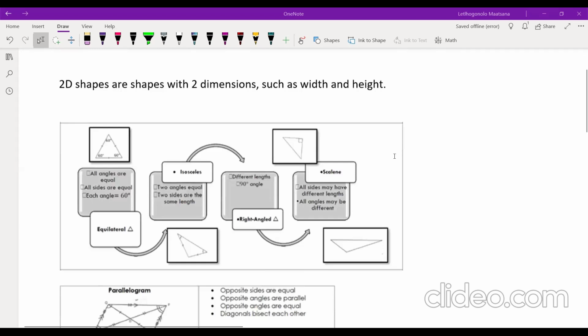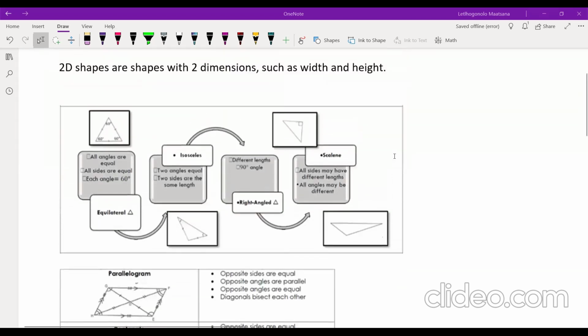We have different types of triangles. We have an equilateral triangle where all the angles are equal, all the sides are equal, and each angle is equal to 60 degrees. We have an isosceles triangle where two sides are equal and two angles are equal. We have a right-angled triangle where one of the angles is equal to 90 degrees. Then we have a scalene triangle where all the sides may have different lengths and all the angles may be different.